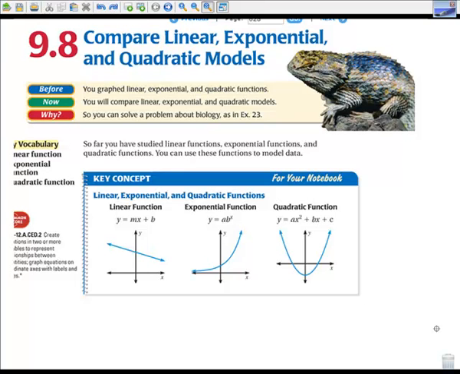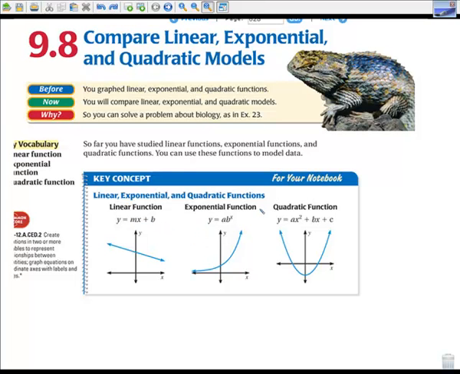Lesson 9.8 is comparing linear, exponential, and quadratic models. So those are the three types of models that we've actually dealt with this year. And we spent a lot of time first semester and a little bit the second semester dealing with linear functions. And the form for the linear function is slope-intercept form. We can put it in multiple forms, but the basic form that we always use to look at the slope and y-intercept is slope-intercept form, y equals mx plus b.